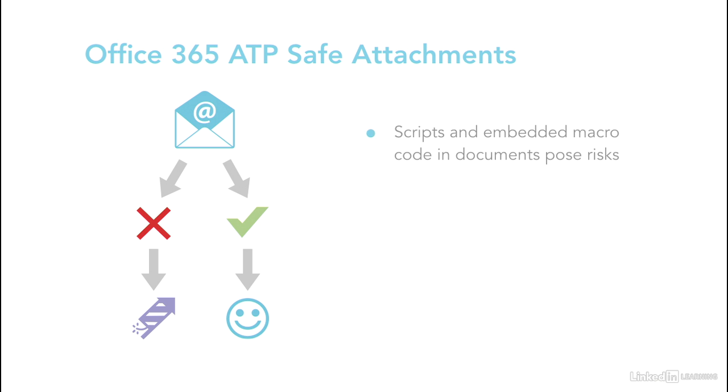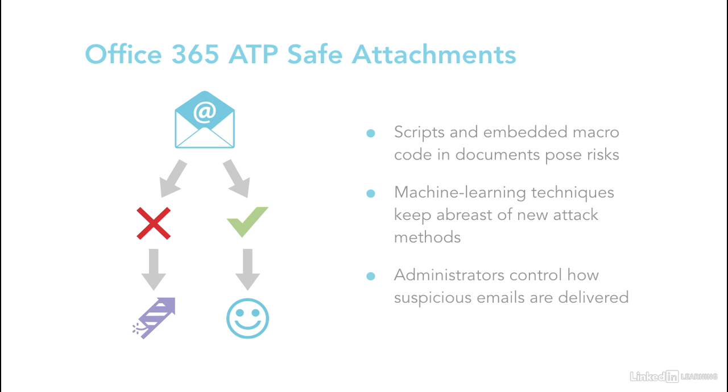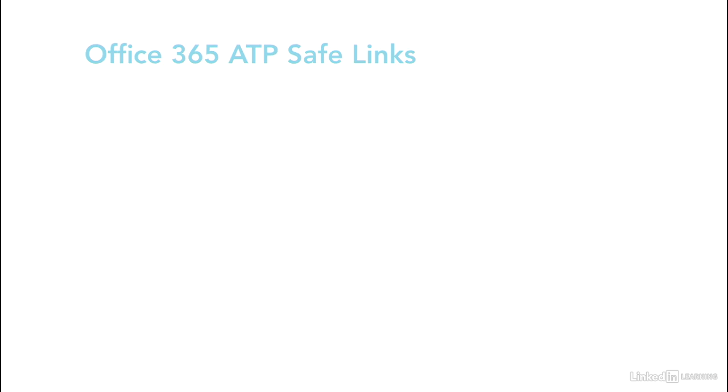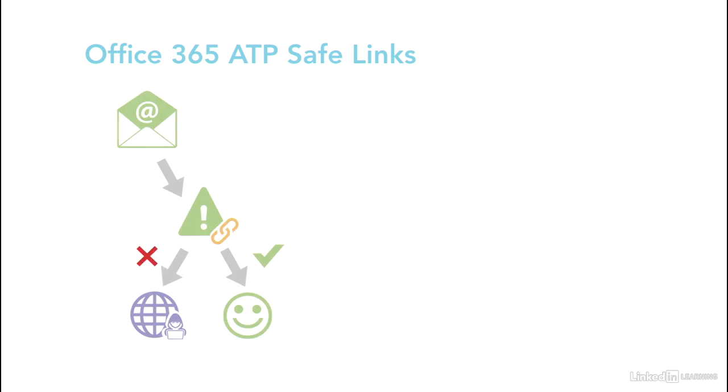A common attack vector is to use scripts or embedded macro code in documents that then try to make changes to your system. For example, to write to the registry or other system components. The ATP Safe Attachments feature uses machine learning techniques to continually learn and update its knowledge about these threats and risks. If the email attachment is determined to contain a risk, it will not be delivered. In the settings, you can control whether the email body without the malicious attachment should be delivered and if an administrator should be informed.